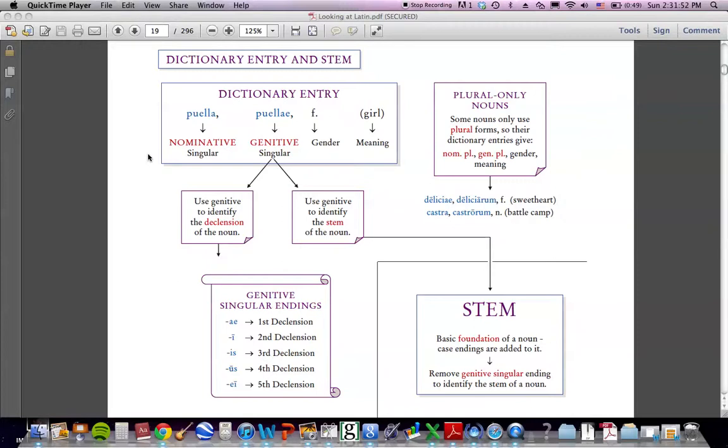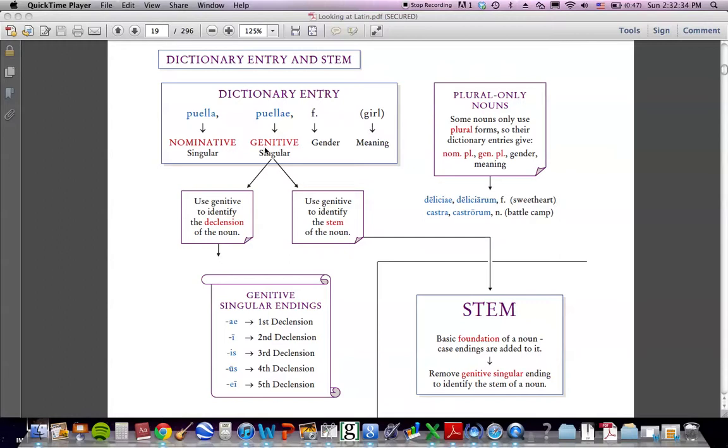The first thing is that a noun will be given to you in a dictionary with three principal parts. The first principal part is what we call the nominative. The nominative right here is usually the case of the subject. The genitive is the second principal part. The genitive is a very important principal part, and I'll tell you why in just a little while. The third principal part is giving you the gender of the noun, whether the noun is masculine, feminine, or neuter. And finally, we'll give you the definition or the meaning of the word in English.